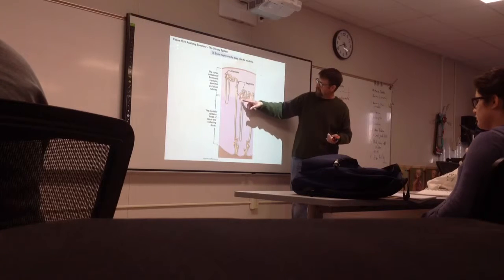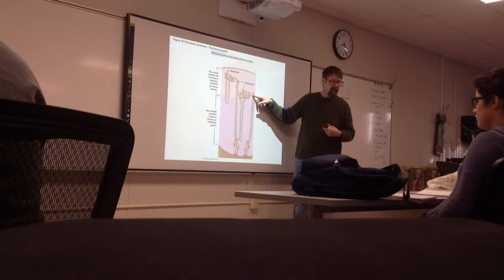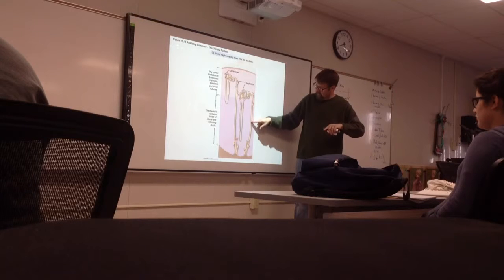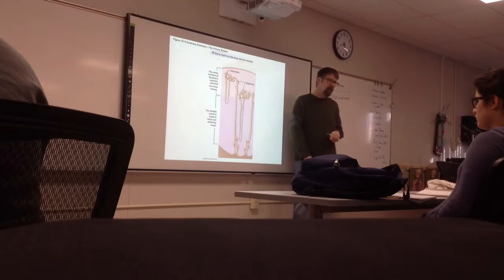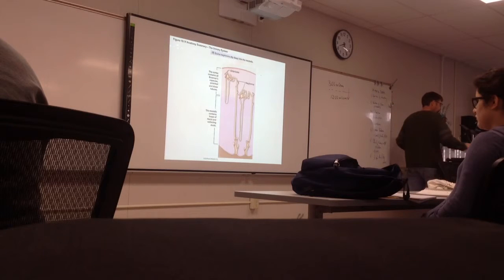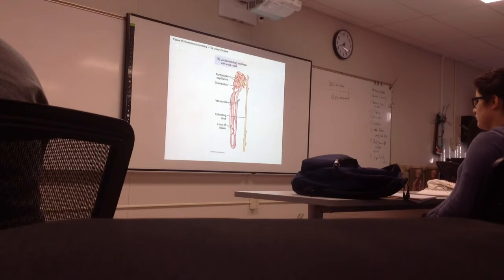And then we get back up here in the cortex and we have another little convoluted tubule here, and then that empties into the collecting duct or collecting tubule. And look where the collecting tubule goes. Back down through the medulla and drains out of the renal pyramid. Okay? So that's the kind of flow that things would take.